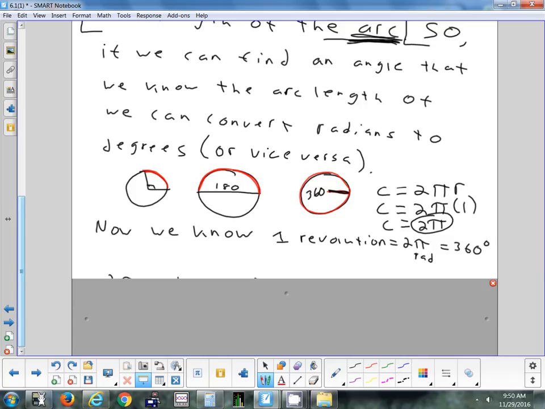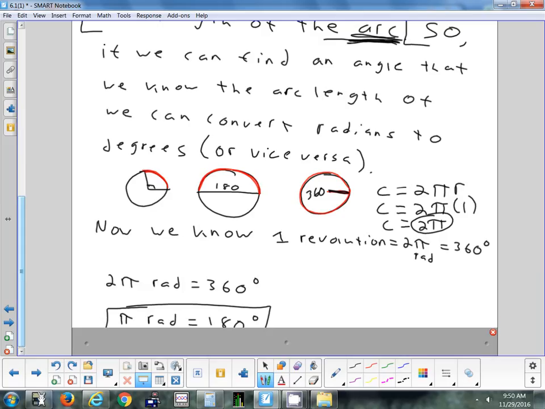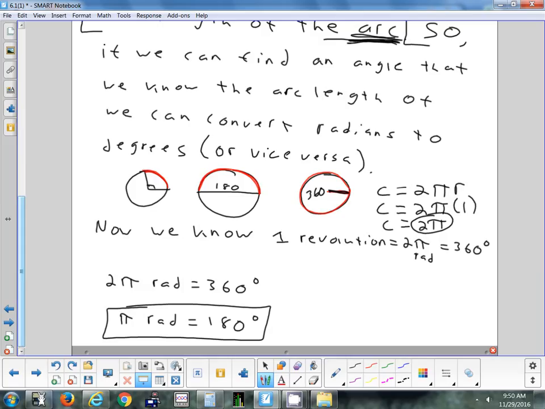So now we know 1 revolution is 360 degrees, which you probably already knew. But what most of you probably didn't know is that 360 degrees is the same as 2 pi radians. So to find it for 90 degrees, would you just multiply by 4? Well, you won't even need to do that. So 2 pi radians equals 360 degrees. 2 pi is 1 revolution in radians, 360 is 1 revolution in degrees. Or you can make it even simpler and say that pi radians is 180 degrees.